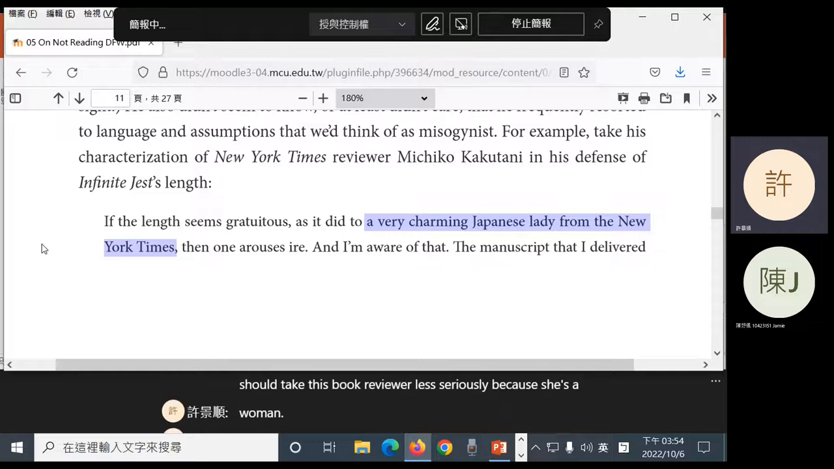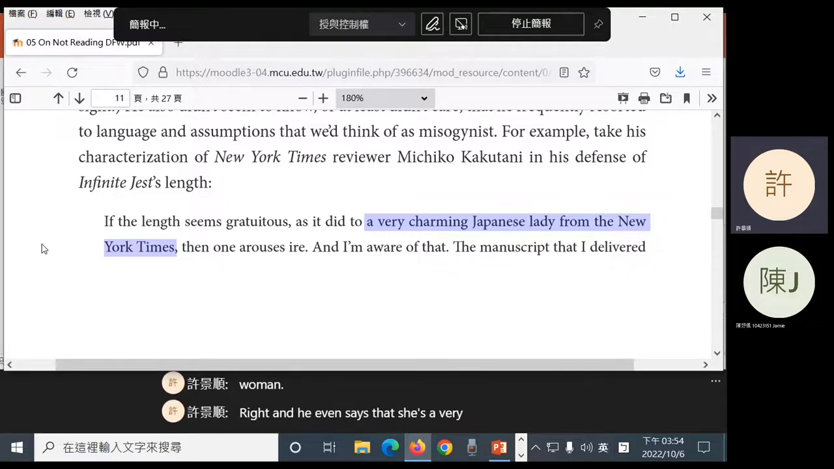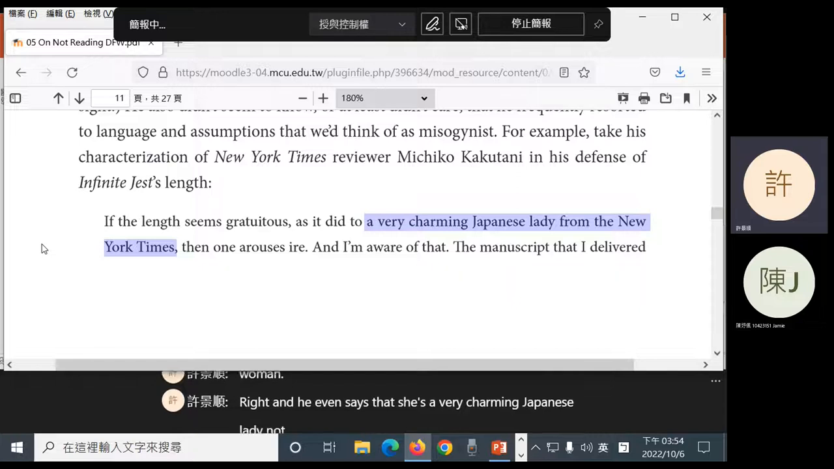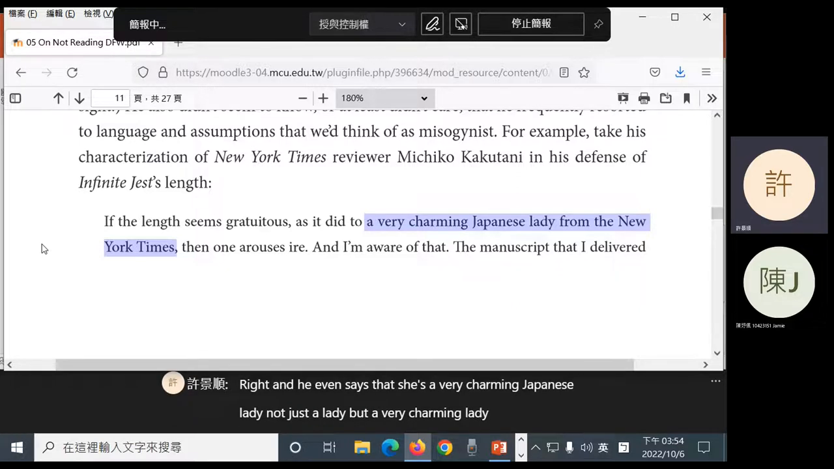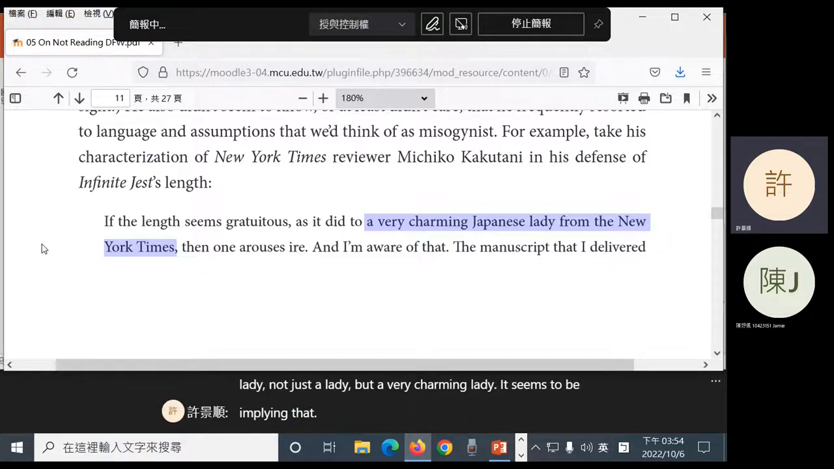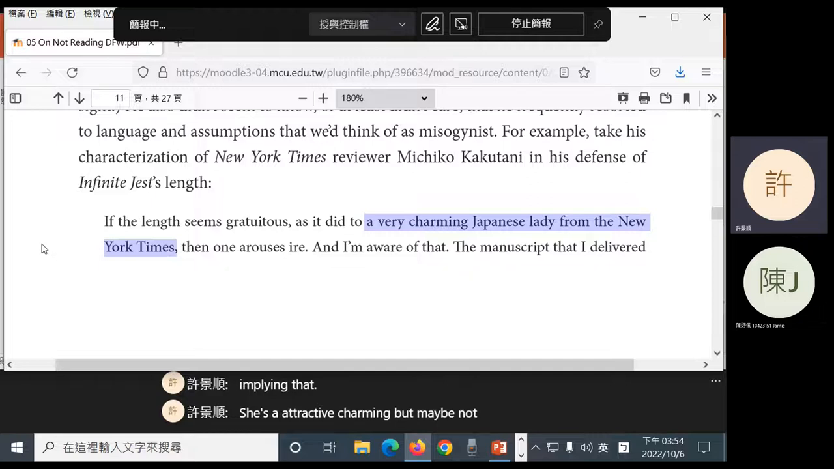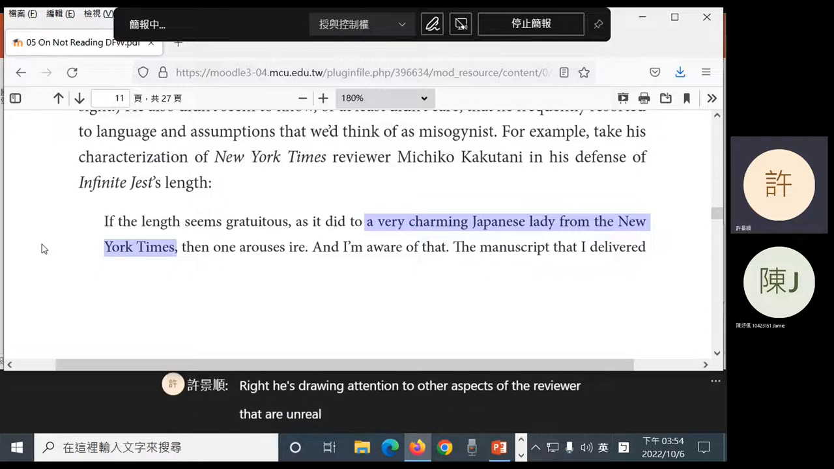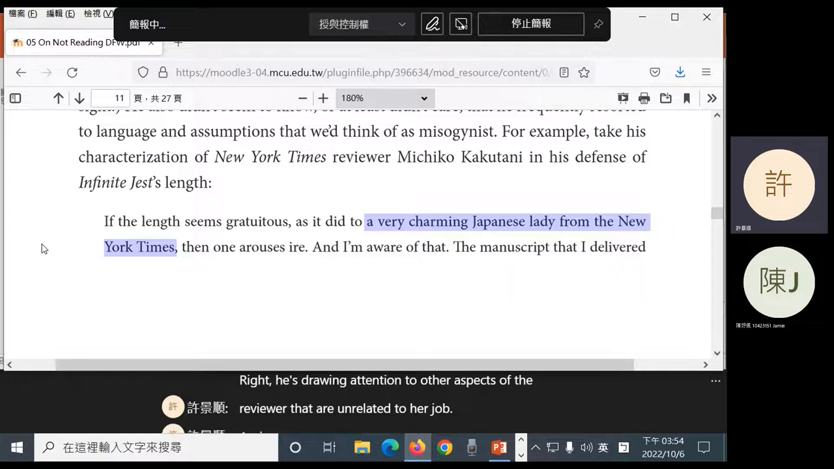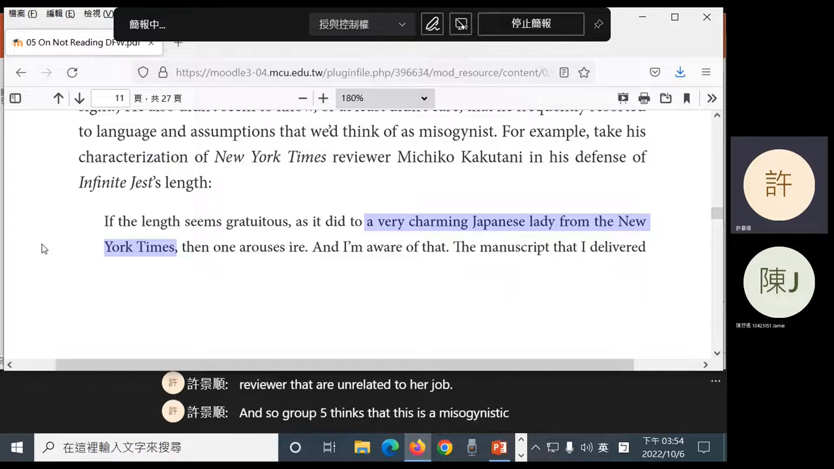Right? And he even says that she's a very charming Japanese lady, not just a lady, but a very charming lady. It seems to be implying that she's attractive, charming, but maybe not smart, right? He's drawing attention to other aspects of the reviewer that are unrelated to her job. And so group five thinks that this is a misogynistic way to talk about her.